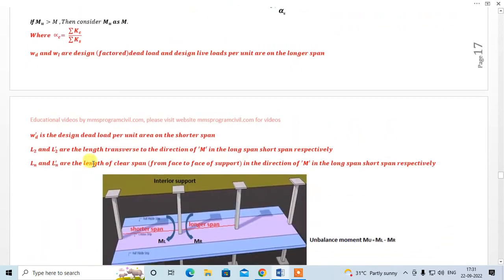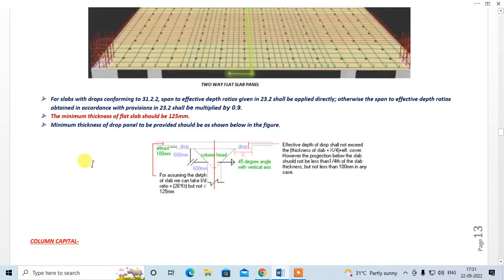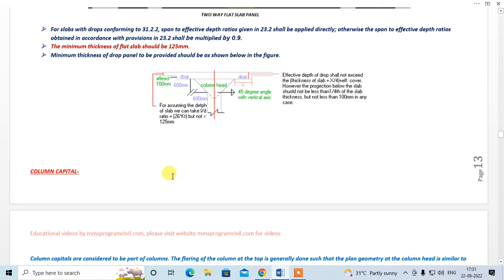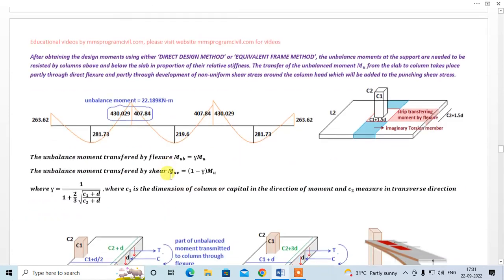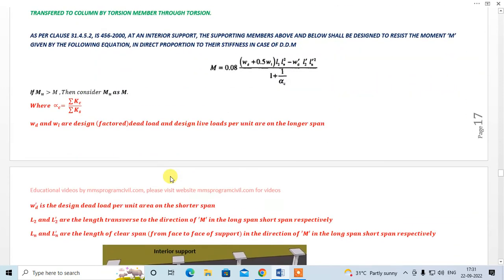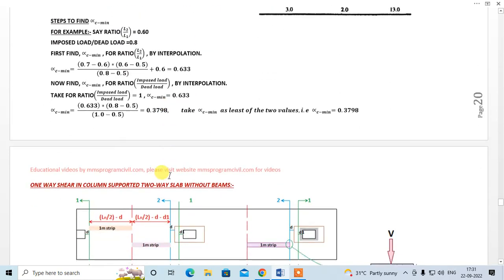Let me show you the figure again for finding pt. When you are considering the whole width L2, then you have to take the average pt, the average percentage of steel for the whole width of the panel. So that's what you have to remember. So this is how we do the check for one-way shear. It's very simple, so let us move forward.